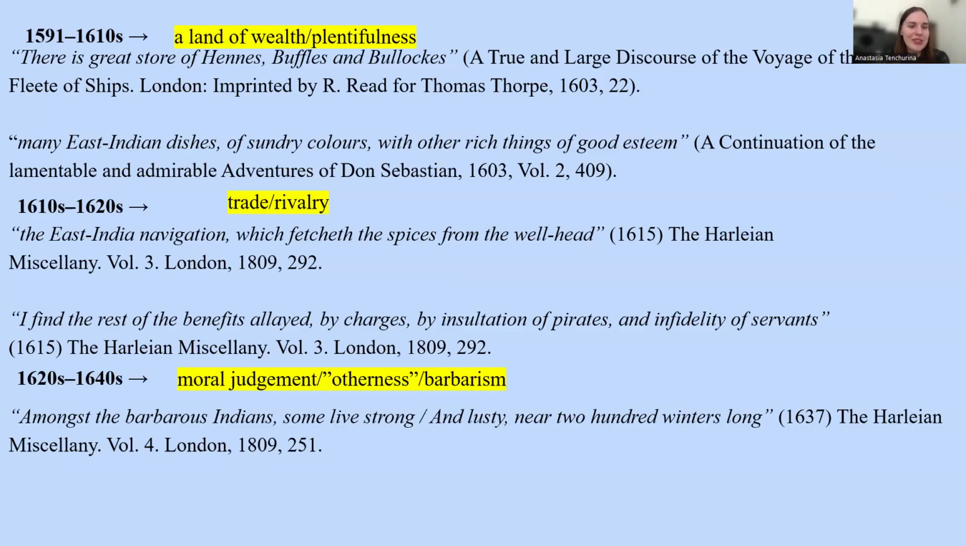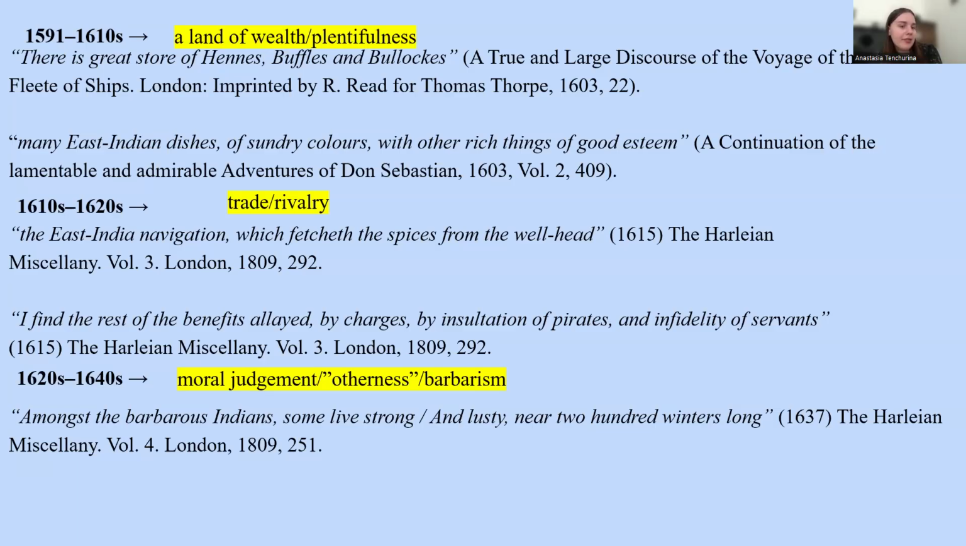We can also take a look at another early text, from A Continuation of the Lamentable and Admirable Adventures of Don Sebastian, and it refers to many East Indian dishes of sundry colors with other rich things of good esteem. So again, we can see how the East Indies are associated with visual richness, variety of color, and value, and the representation is sensory and also material.